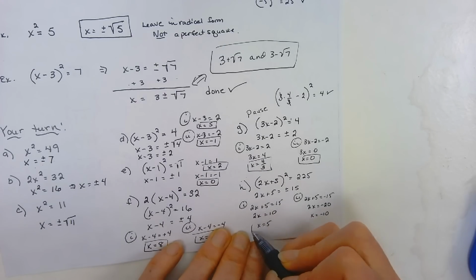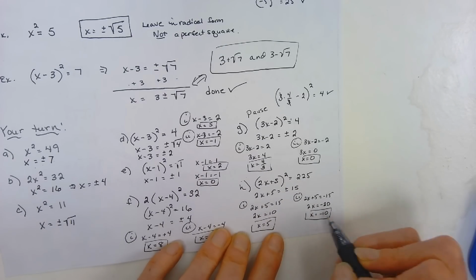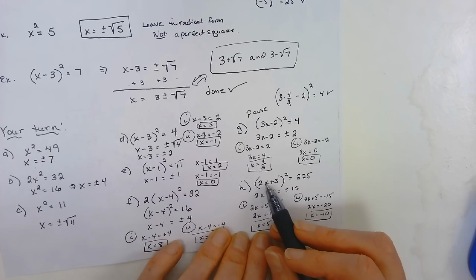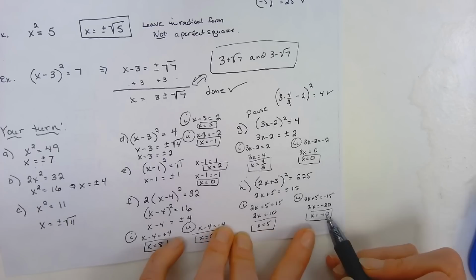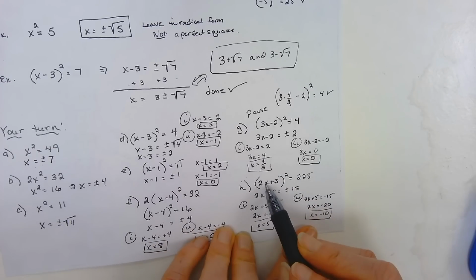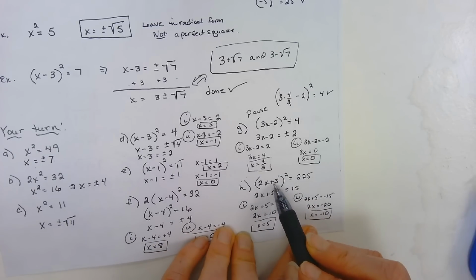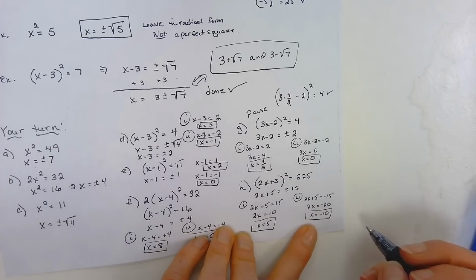And those are the two solutions, and I'm going to check those. If x equals 5, that's 10 plus 5. 15 squared is 225. If I put negative 10 in for x, that's negative 20 plus 5. That becomes negative 15. Negative 15 squared is also 225, so they check.